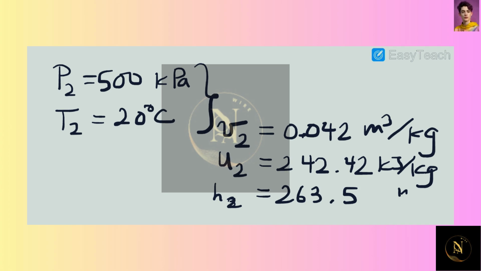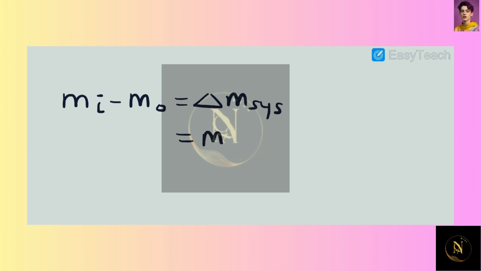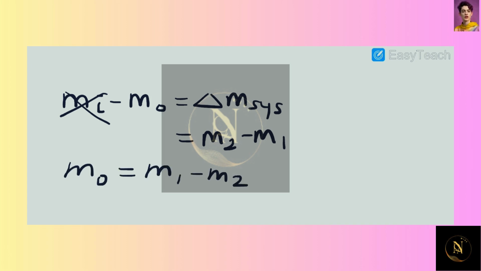Now, as we define our system, we're going to choose the tank to be our system, and we're going to do a mass balance. So we can say that the mass entering minus the mass leaving is equal to the change in mass of our system, and this will be equal to M2 minus M1. Now, there's no mass that's entering, so Mi is 0. So we can say that the mass leaving is equal to M1 minus M2.